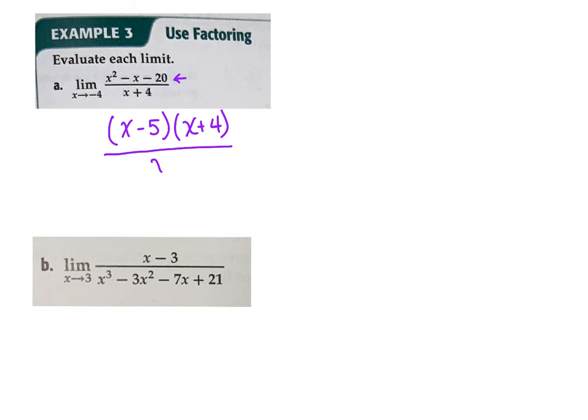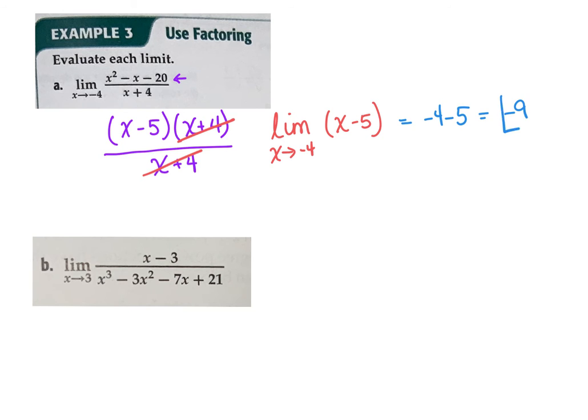On the bottom I have x plus 4. Now, what can I do here? I can cancel. I now can say, well, let's find the limit of this one. It will be exactly the limit of the other one. I will just have a hole here. Now can I plug it in without a problem? Yes, I can. So I have -4 minus 5. My limit here is -9.